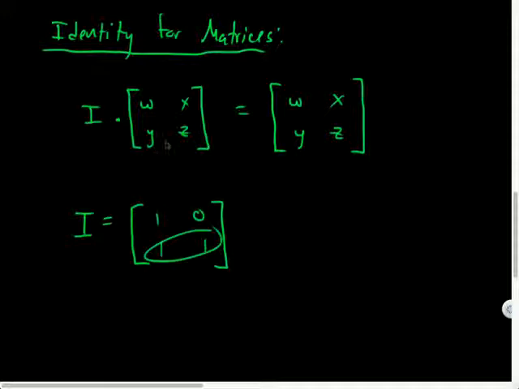Yeah, because I'd have this times that, and I'd have w plus y again, except this time I just want the y, right? So the first one would have to be 0. I think 0, 1 is going to do it for us. Let's see, so yeah, so 0 w's plus 1 y is y, 0 x's plus 1 z is z. So I think this is our 2 by 2 identity matrix right there.